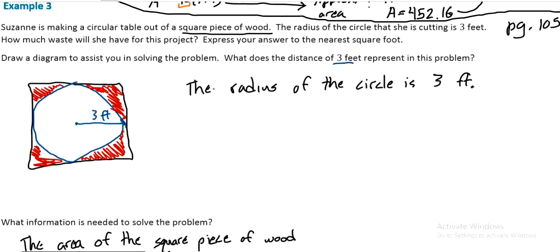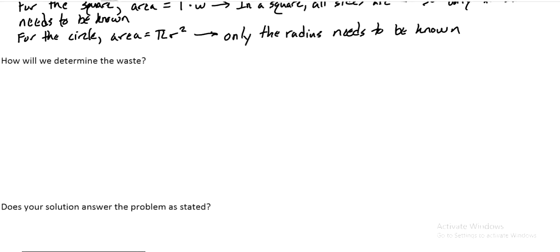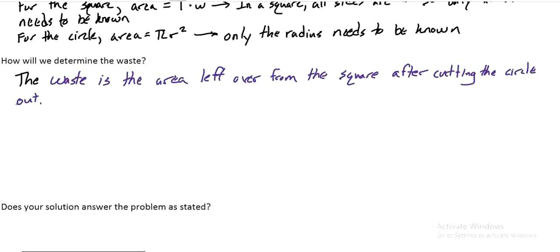Well, if you look at it, again, like I explained, if we find the area of the square, so the original space we had, and then we're cutting a space out, which means we're taking that circular area away, well, the remaining area is the waste, the parts that are left over. So down here, how will we determine the waste? Just first write down the waste is the area left over from the square after cutting the circle out.